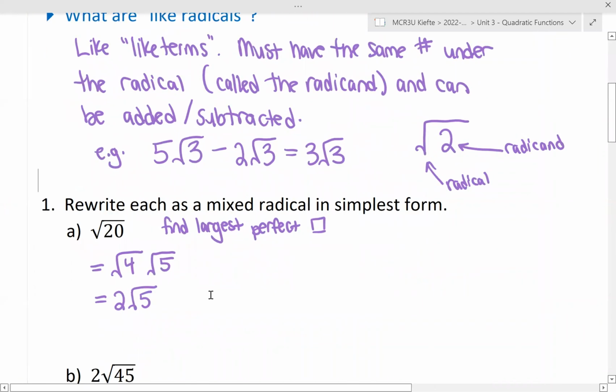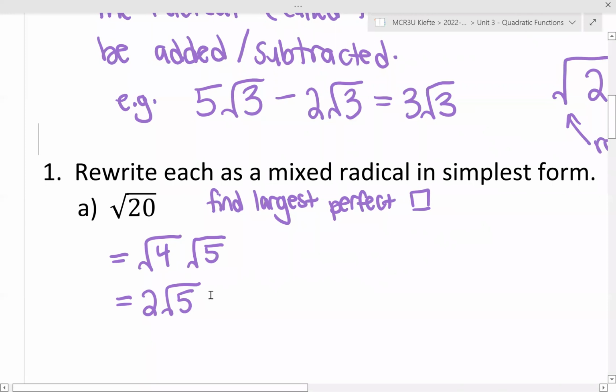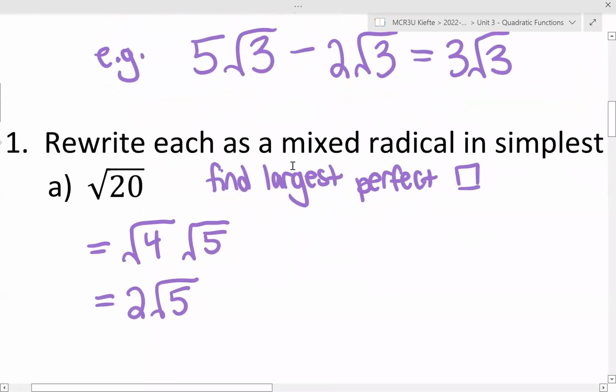So the first skill is we are going to practice writing mixed radicals. When you're doing these questions, you should really be trying to find the largest perfect square that goes into a number. So 20, for example, other than 1, has only one perfect square that goes into it, which is 4. So I'm going to take this 20 and split it into 4 times 5.